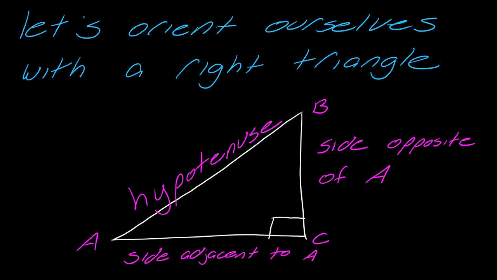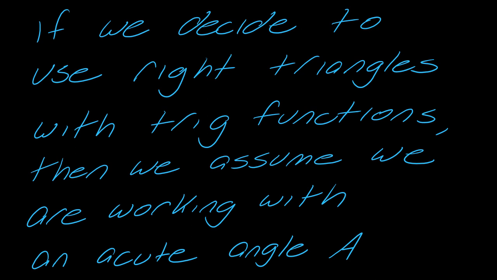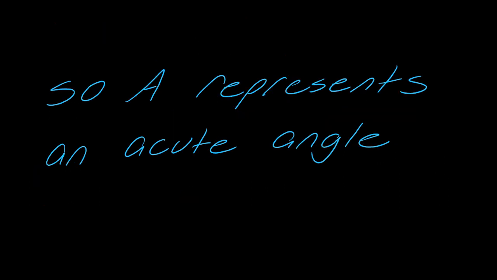So that's super important. And so if we decide to use right triangles with trig functions, one assumption we make is that we are working with an acute angle A. So A is always going to represent an acute angle when we're talking about right triangles. The difference with standard position is that we don't have to have an acute angle. So that's kind of the difference.